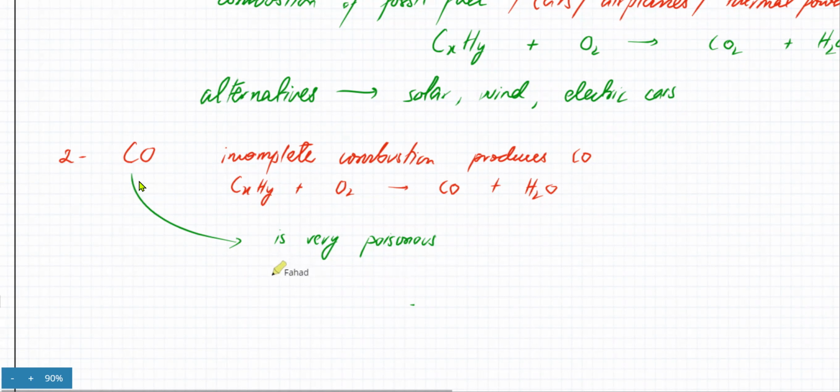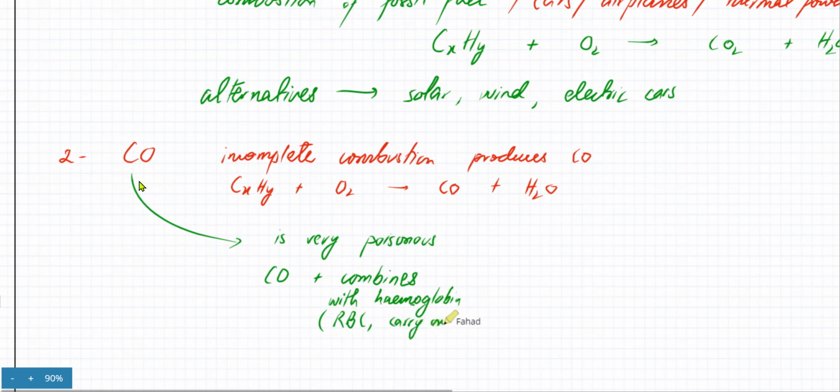Now, what does carbon monoxide do? Carbon monoxide combines with hemoglobin irreversibly. Now, hemoglobin has a very specific purpose. The RBCs, the red blood cells, carry oxygen using hemoglobin. So your whole body's oxygen transport mechanism is going to shut down, because carbon monoxide combines with hemoglobin irreversibly.